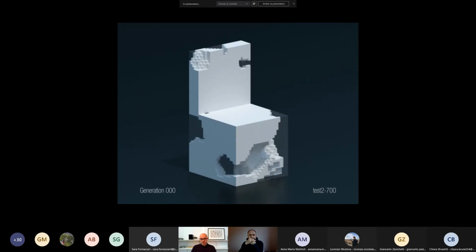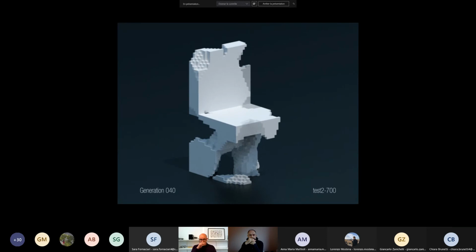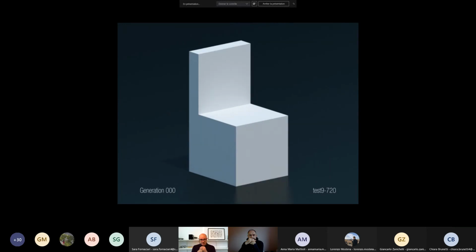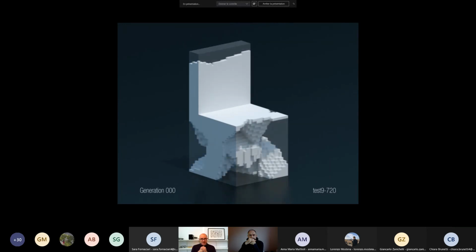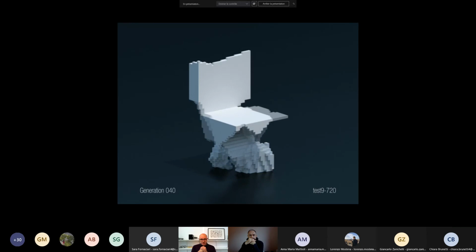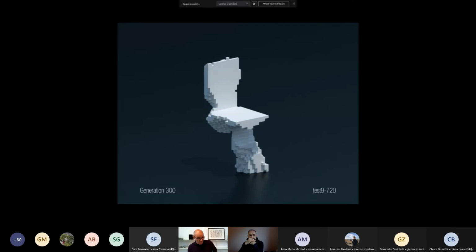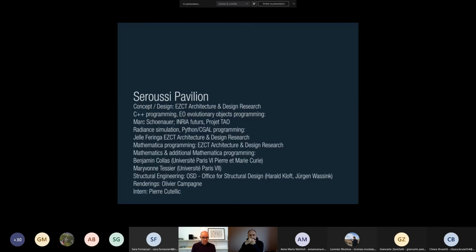So here you see the way genetic algorithms work. We started with a bunch of matter which was discretized in small voxels, and we ran a genetic algorithm making structural analysis so that ultimately you end up with the most efficient project.